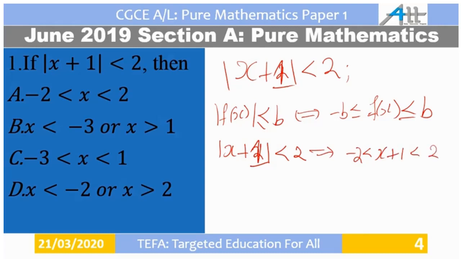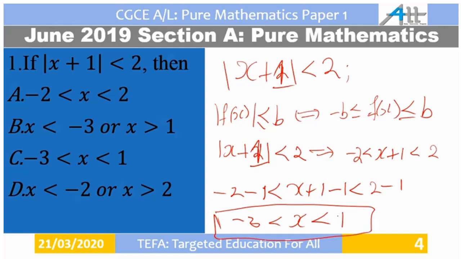Now we are going to add -1 to all the terms of this inequality in order to have the range of x. So we'll have -2 minus 1 less than x plus 1 minus 1 less than 2 minus 1, and we obtain -3 less than x less than 1. So x lies in the interval -3 to 1, and when we look at the answers, the correct answer is C. So C is the correct answer.